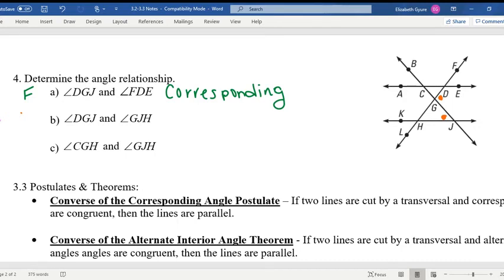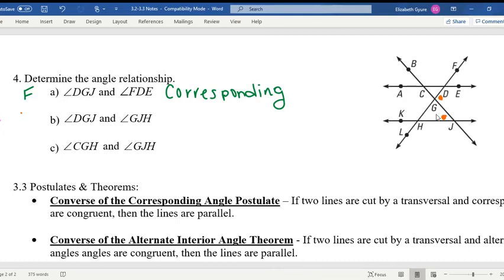So for this one, again, do a little process of elimination. Are these along? So this is being formed by line LF and line KJ, those are your two lines, and then the transversal would be line BG, because isn't that cutting through the other two? Yeah. So are these along the same side? No. Okay, so they're not same side interior.